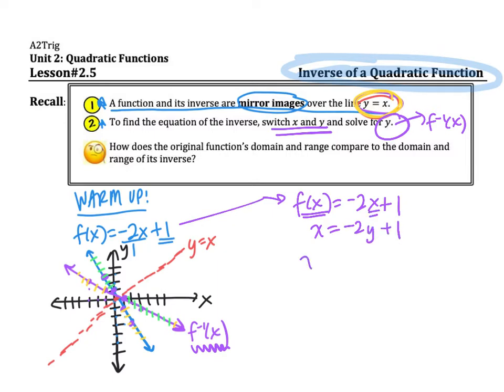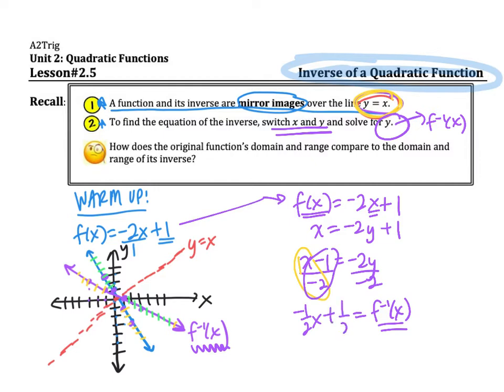I'm going to subtract 1 from both sides. Then I'm going to divide everything by negative 2. So I get y equals, but remember, instead of y equals, I'm switching that to f to the negative 1 of x. I have positive 1 divided by negative 2, so I have negative 1 half x. And then I have negative 1 divided by negative 2, which is plus 1 half. So this is the equation for this line over here.